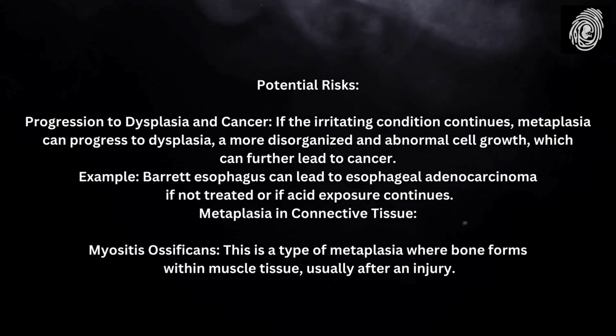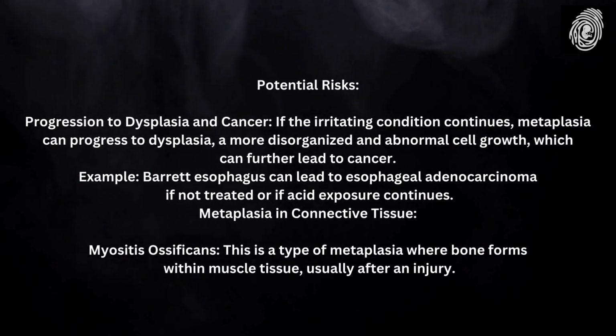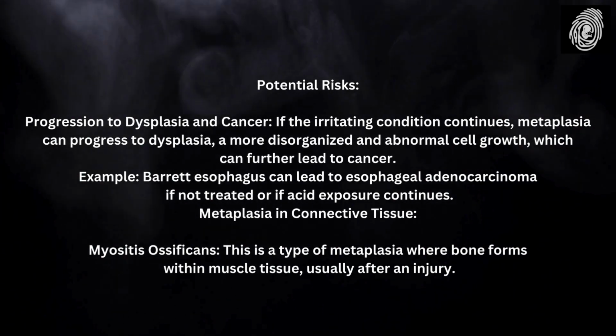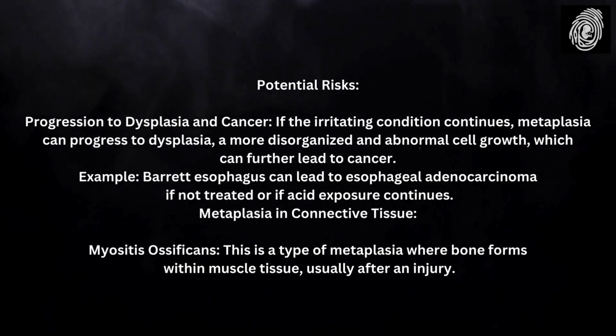Metaplasia in connective tissue. Myositis ossificans, dystrophic calcifications. This is a type of metaplasia where bone forms within muscle tissue, usually after an injury.